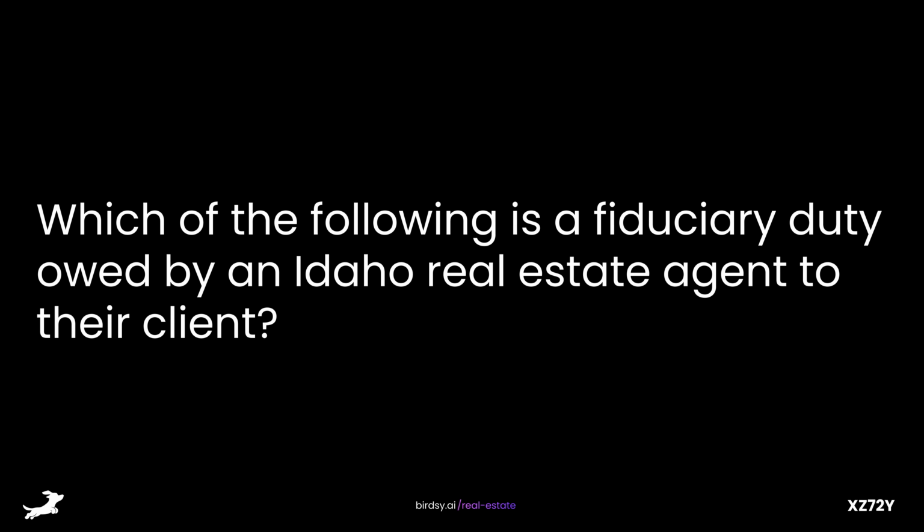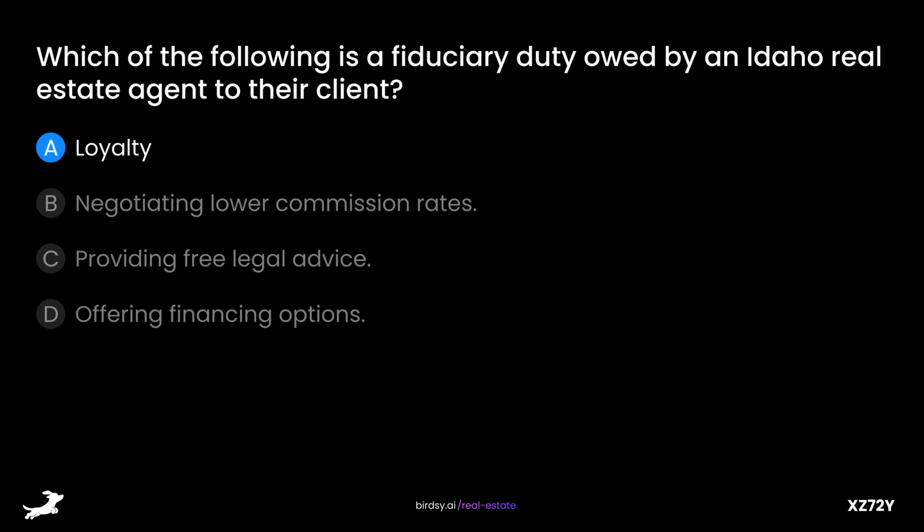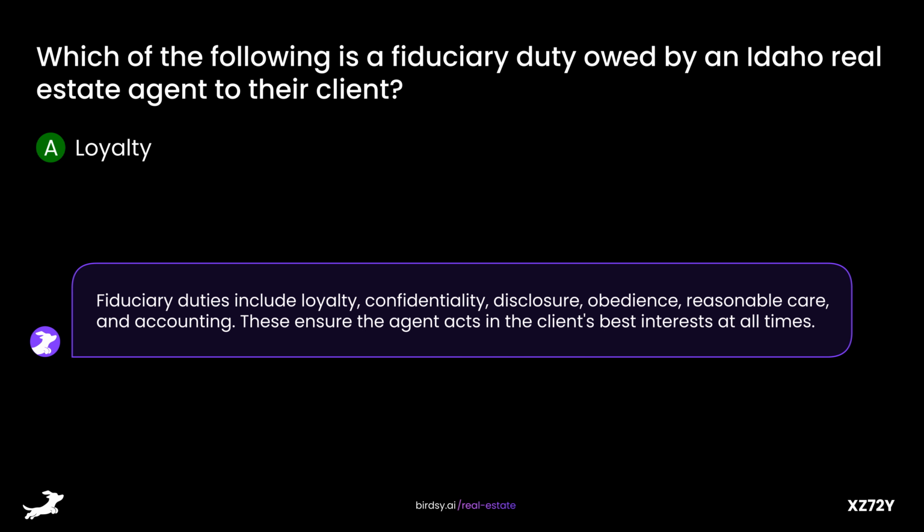Which of the following is a fiduciary duty owed by an Idaho real estate agent to their client? Is it A, loyalty, B, negotiating lower commission rates, C, providing free legal advice, or D, offering financing options? The answer is A. Fiduciary duties include loyalty, confidentiality, disclosure, obedience, reasonable care, and accounting. These ensure the agent acts in the client's best interests at all times.